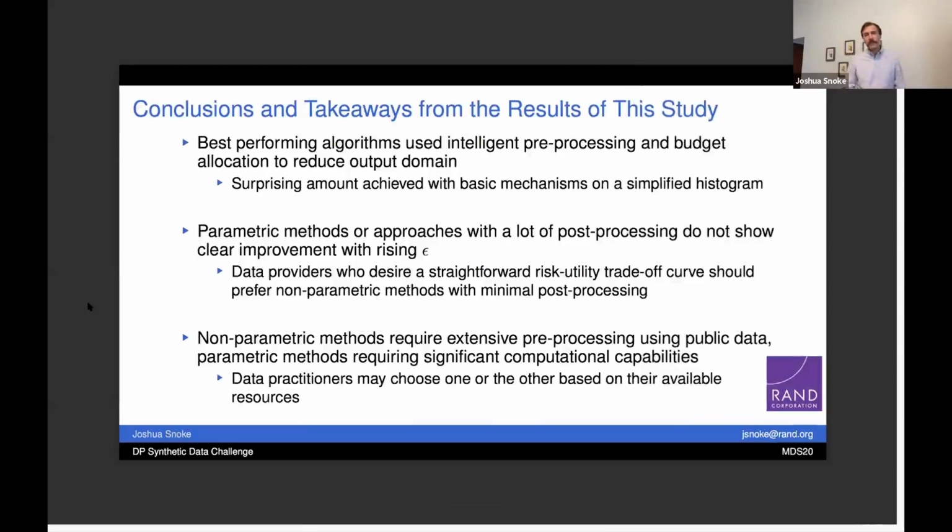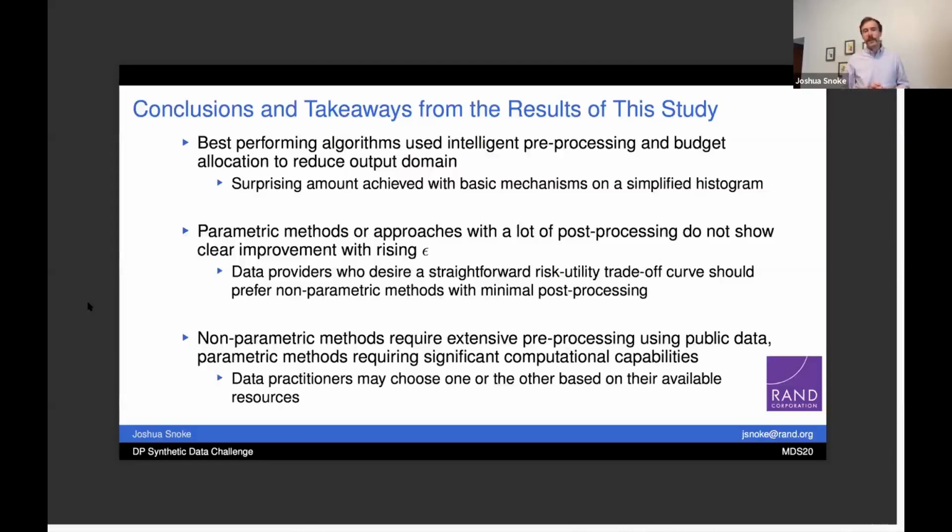Okay, so I do want to spend a decent amount of time talking about the takeaways from this, because I think we wanted this paper to be very practical, and we wanted to be able to give practical advice for people who are thinking about using these algorithms or want to know the status of DP synthetic data and what needs to be done. So I have a number of takeaways here.